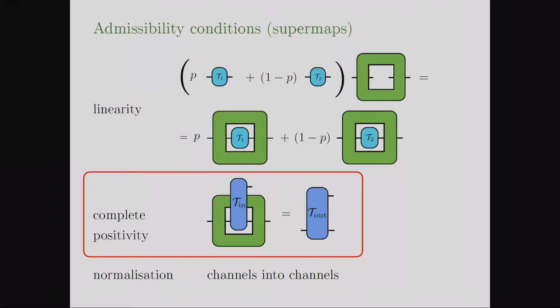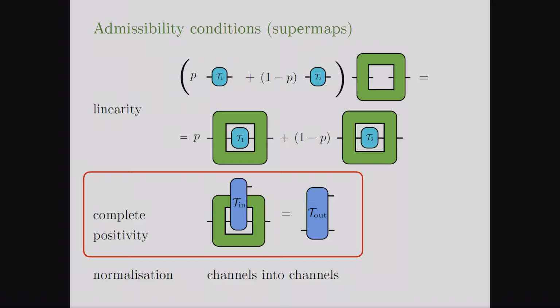Okay, so let's try to generalize this game. Now, instead of having states as input and output, let's consider what happens when we have transformations. So again, we want to identify the most general transformation from a quantum transformation to another quantum transformation, which is compatible with the probabilistic structure of quantum theory. Then, this map has to be linear for the same reason as before. Again, the input can be a convex combination of channels.